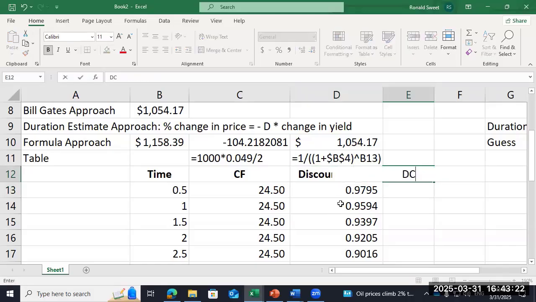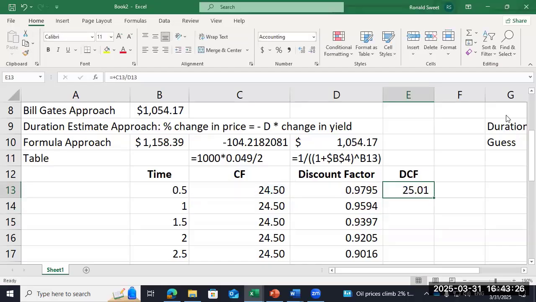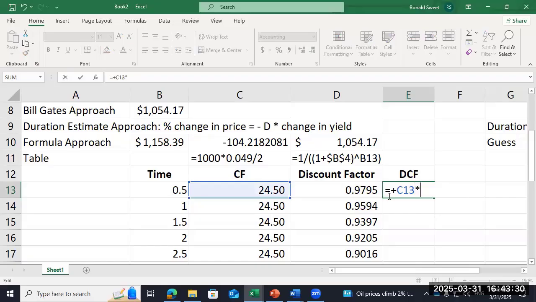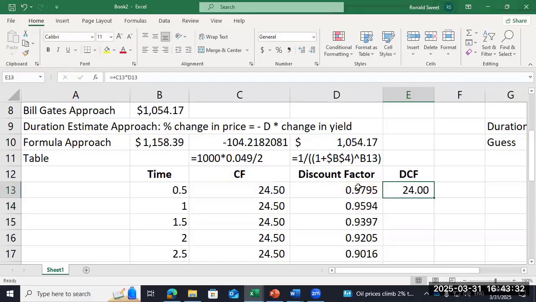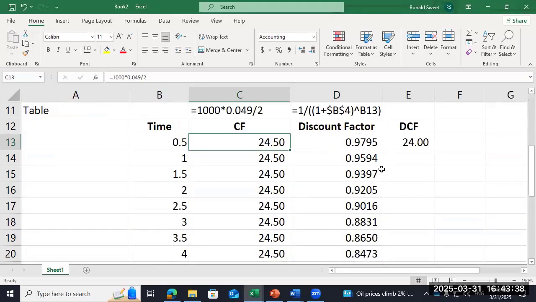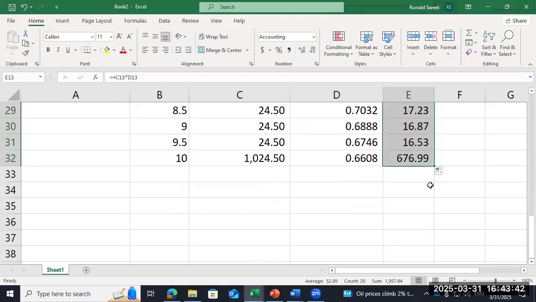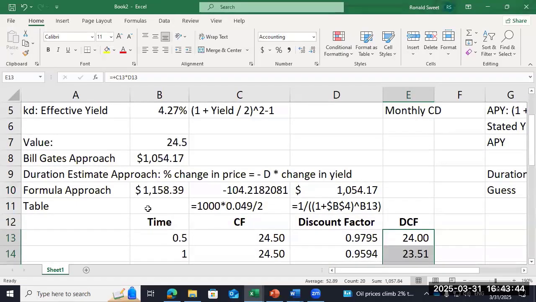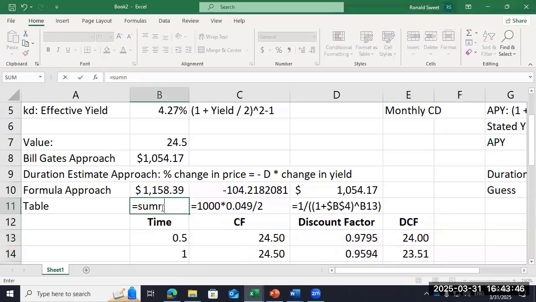The next thing we do is the discounted cash flow. There we just multiply across. Our cash flow times our factor. So how much is $24.50 worth if we get it in 6 months, if our discount rate is 4.23? It's going to be worth 24 bucks. That goes all the way down. And so what is our price in this case? We just sum all that up.